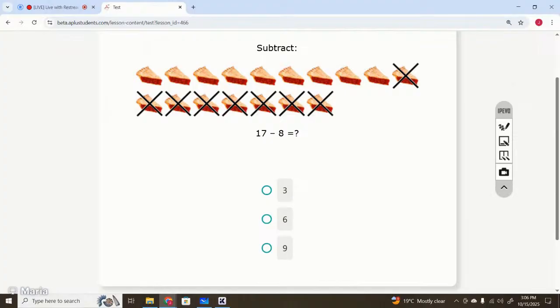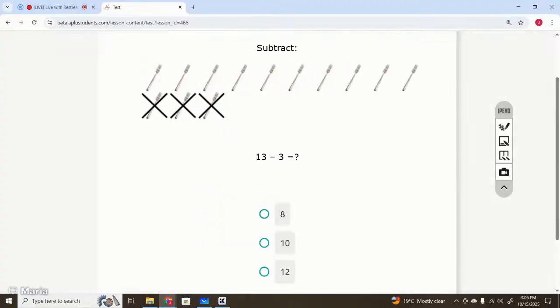So 17 take away 8 is. Just count the pieces of the cakes that are not crossed out. So you are left with 9. Option number 3 is the correct option.